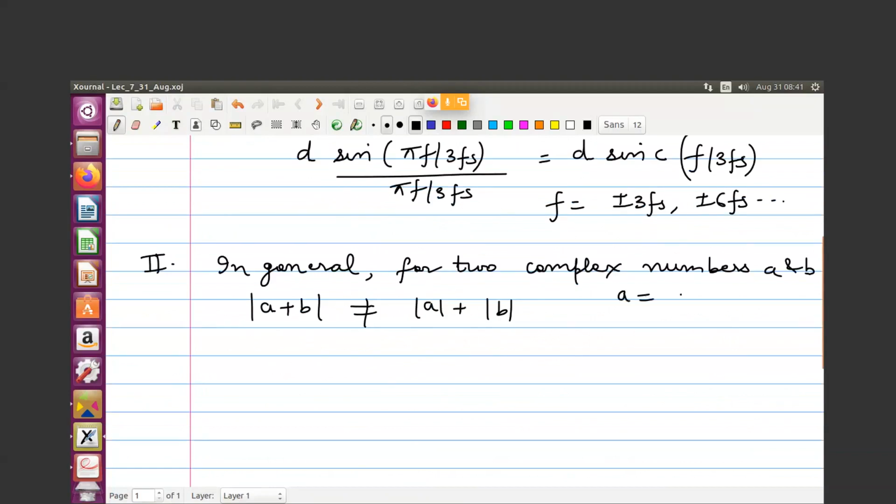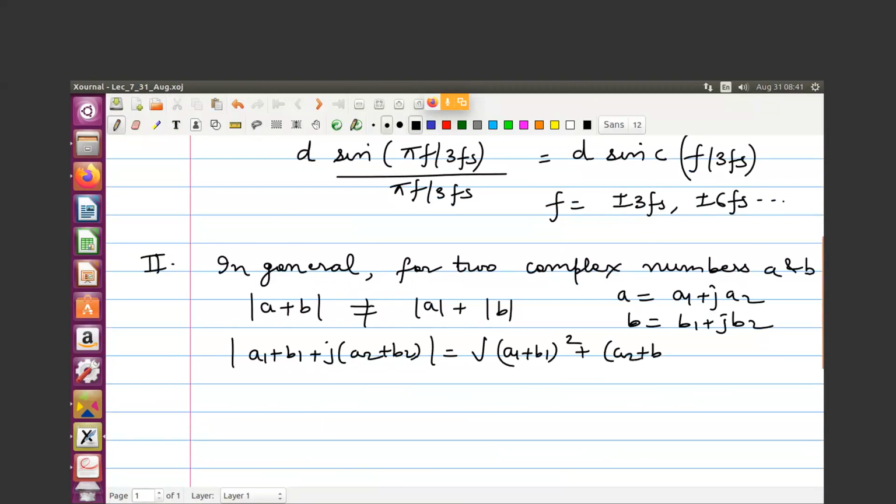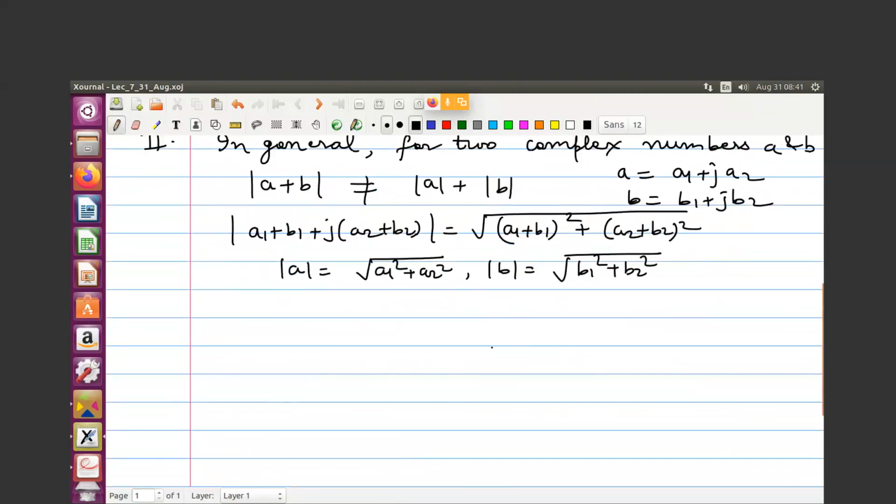For those who cannot understand it at first, suppose we have two complex numbers. Now check the absolute value of A1 plus B1 plus j times A2 plus B2. This is simply the square root of (A1 plus B1) squared plus (A2 plus B2) squared. And if you check the individual values, mod of A is the square root of A1 squared plus A2 squared, and mod of B is the square root of B1 squared plus B2 squared. So you can clearly see that the left hand side cannot be equal to the addition of these two. But what is happening in our case?